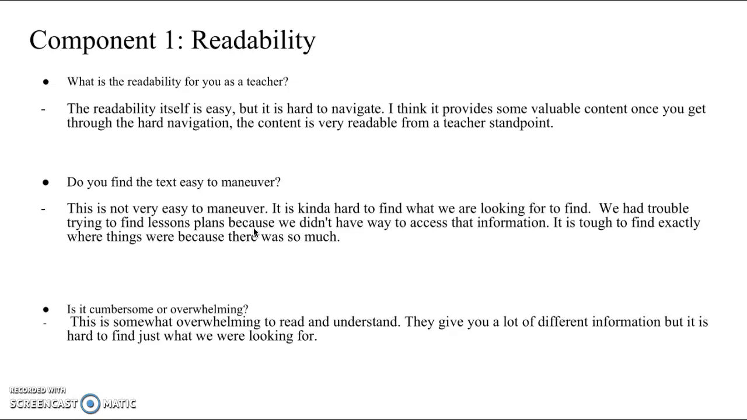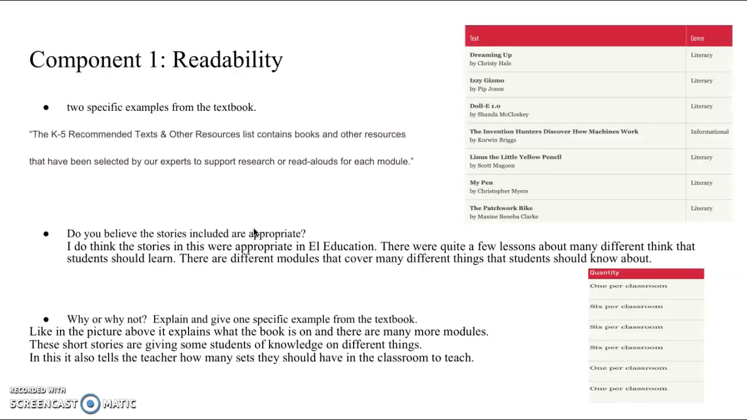Is it overwhelming? This is somewhat overwhelming to read and understand. They give you a lot of different information, but it's just hard to find what we were looking for. Two examples from the textbook. The K-5 recommended text and other resources list contain books and other resources that have been selected by our experts to support research or read aloud modules. And here on the side is some different stories in this and the website and the genres.